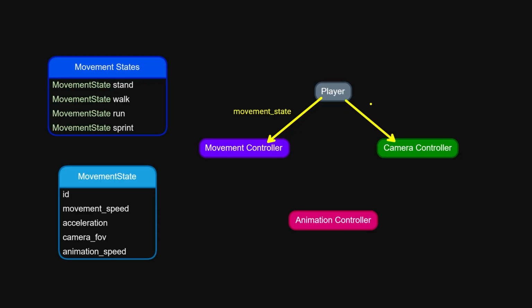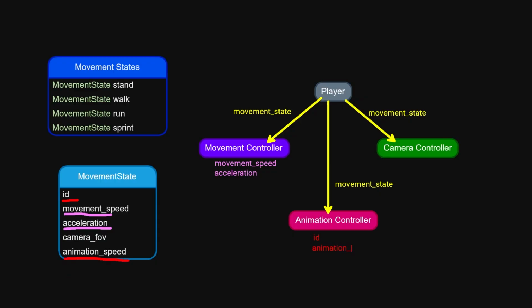Then it will pass the state to each of the controllers and they will take the values to do their own work. The movement controller will take the movement speed and acceleration of each state and set the player velocity accordingly. The animation controller will take the ID and animation speed data of each state and change the player animation. And the camera controller will take the camera FOV data to change the field of view.